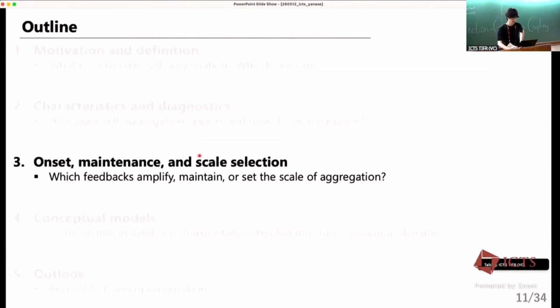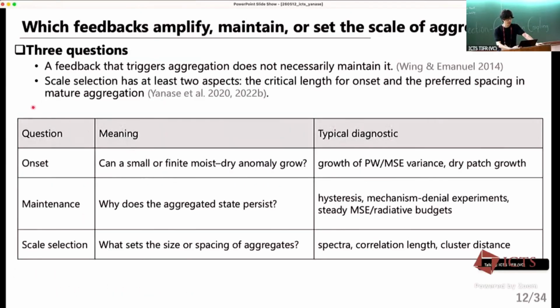So the next section is about which feedbacks amplify and maintain and set the scale of aggregations. So this consists of three questions. They are related but a bit different. The first question, onset, is: if we have small perturbations of the moisture convection field, does it grow or not? And maintenance means: when we have the aggregated state, does it sustain?